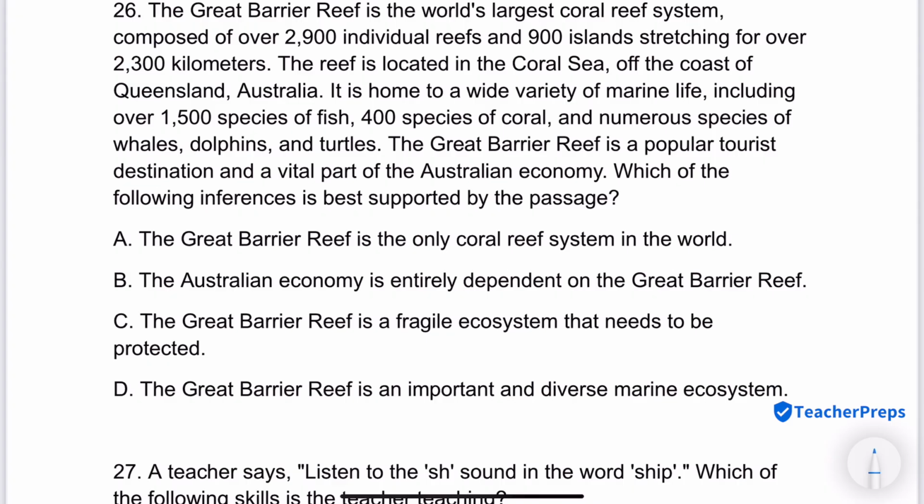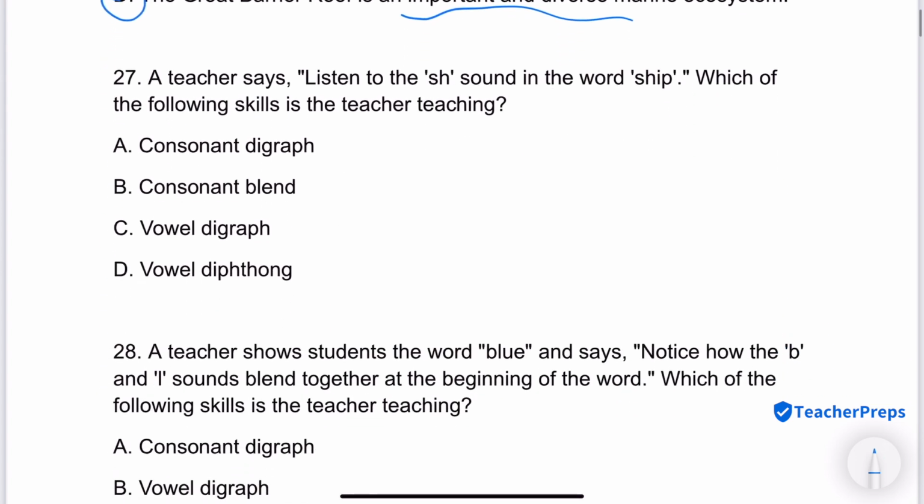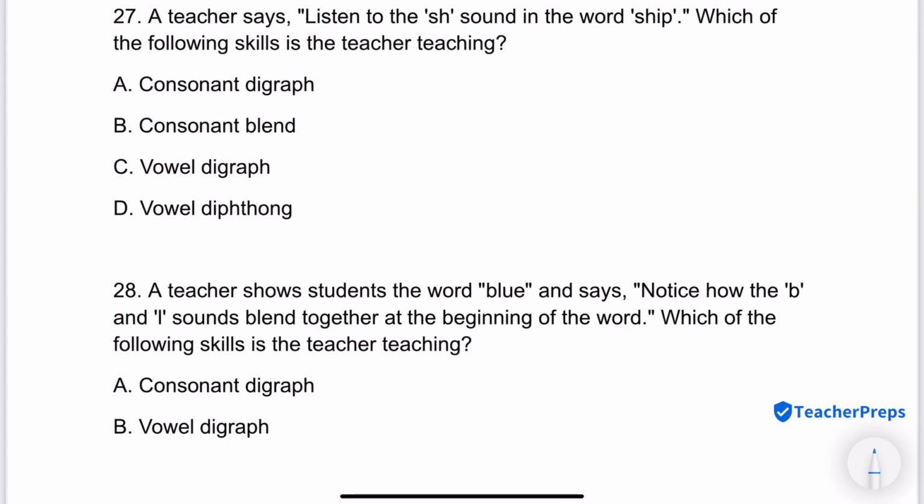And the passage lists a number of reefs and islands and species. All of that evidence directly supports the conclusion that the reef is important and diverse. The other options are a little too extreme, and we're going to go with option D, important and diverse. All right, moving on to question number 27.